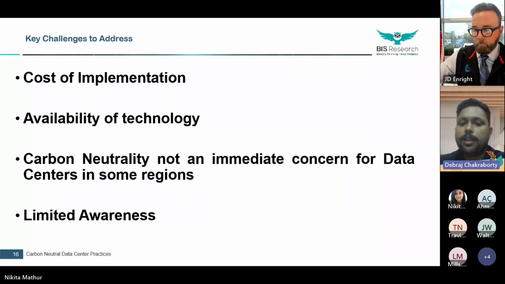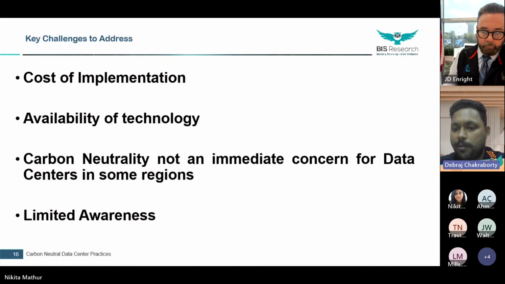Carbon neutrality is not an immediate concern for data centers in some regions. I've talked to so many people, especially in India and Asia Pacific. There are some countries where people are not even aware that they have to be carbon neutral at some point. They are just worried about resiliency and running their data centers 24 by 7.